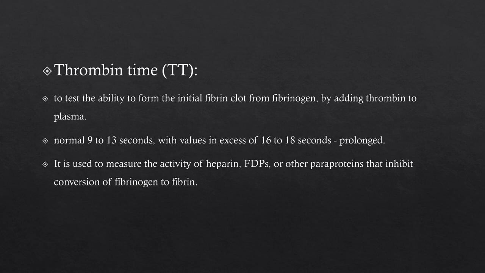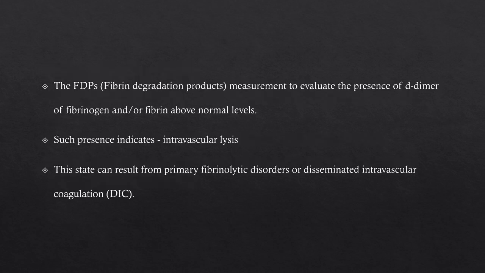It is used to measure the activity of heparin and FDP, which is fibrin degradation products, and other paraproteins that inhibit the conversion of fibrinogen to fibrin. So FDPs can also be measured. We evaluate the presence of D dimers of fibrinogen and fibrin above normal levels. Usually FDPs are greater in disseminated intravascular coagulation. So we'd be able to identify this disease if the FDPs are greater.